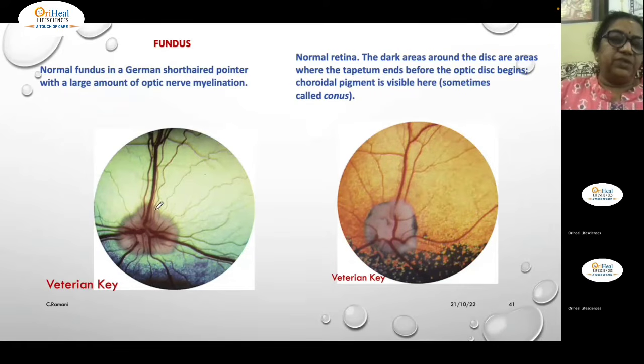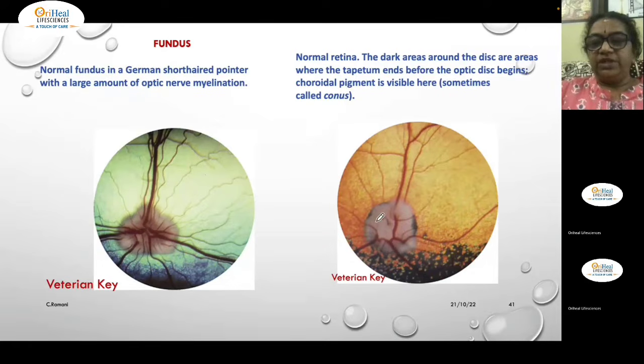So excess myelination of the optic disc happens in optic neuritis. Sometimes if there is attenuation, you will not find it. Otherwise, you will find optic disc myelination. So this is called pseudopapilledema. Otherwise, the condition is called papilledema. In this breed, it is pseudopapilledema because it is a normal variation.